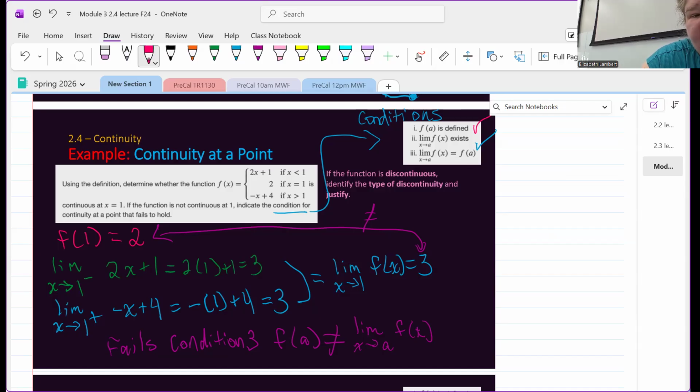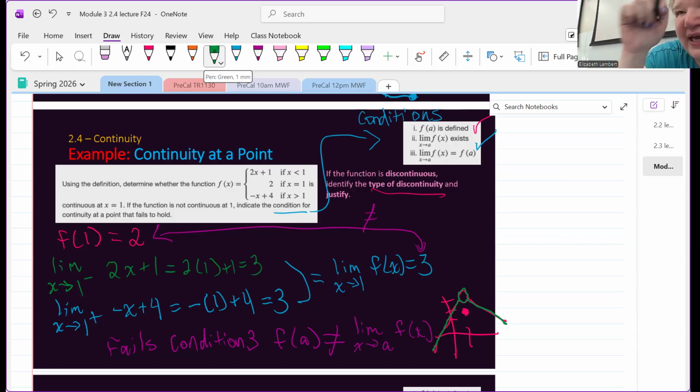Now, when it asks us to identify the type of discontinuity, when I'm looking at this graph, the left and the right side are meeting up at the same value. It's just the function didn't fill that hole in. It put the hole at a different point. So let's see, we're looking at 1. So our graph looks like this. It's coming in up to this point, this open circle at (1, 3), because that's what our limit approaches. But the function itself put a point at (1, 2) instead of filling in the hole at (1, 3).